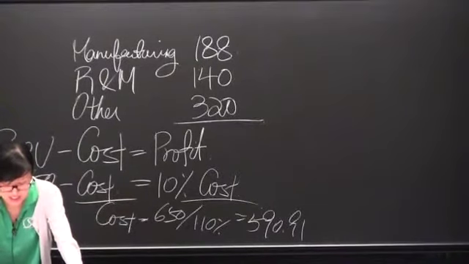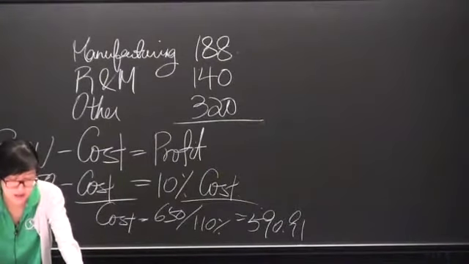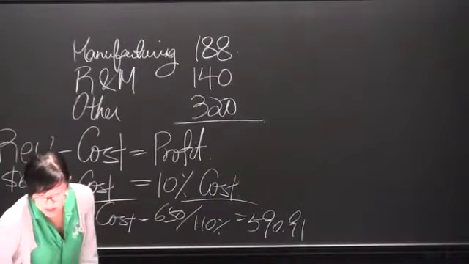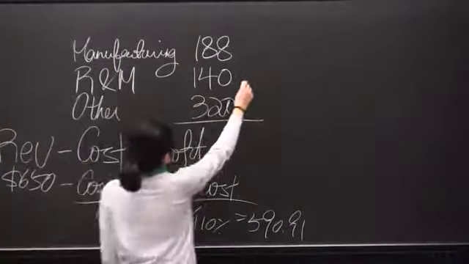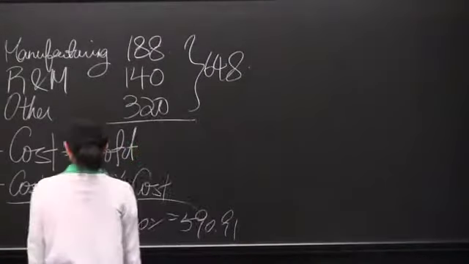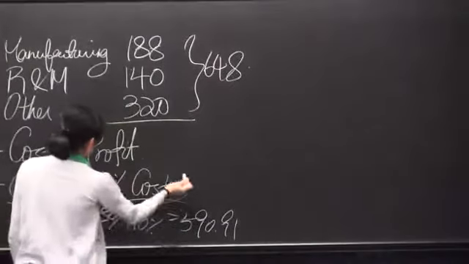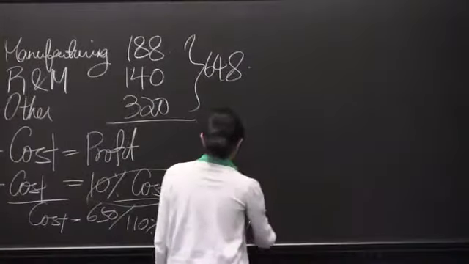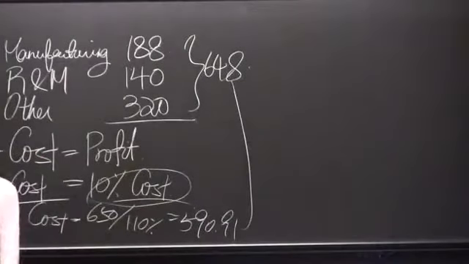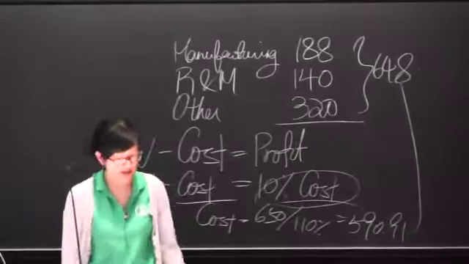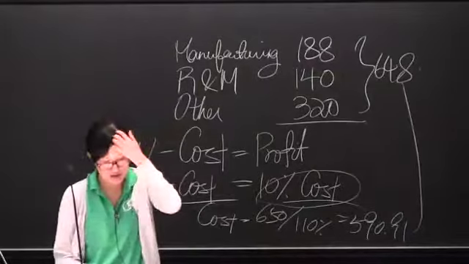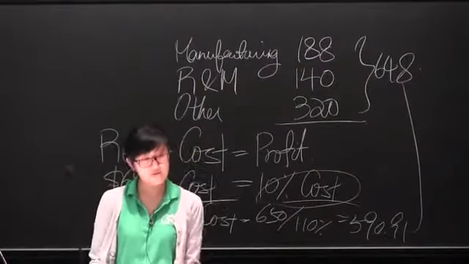But that's not done. They ask you how much cost saving must they generate. So our current cost, I didn't show you guys, is 648. To really achieve this target profit, they need to cut cost to this amount. So the difference between these two is the amount they have to cut. So cost saving required is the top minus the bottom, which should come out to around $57.09.